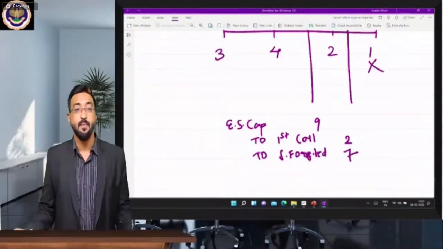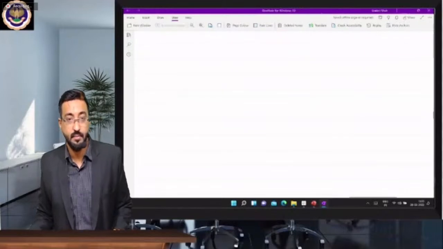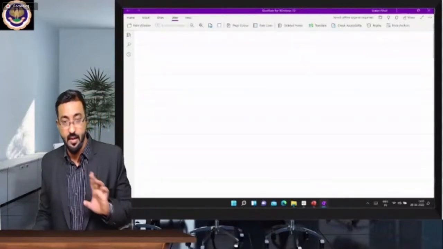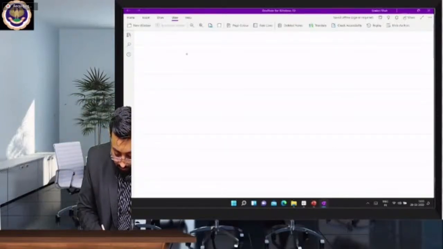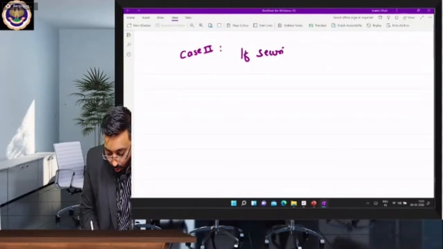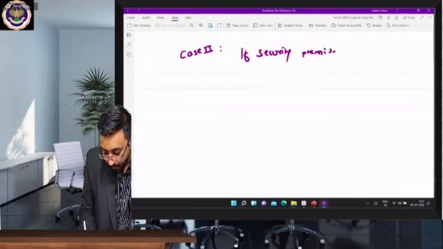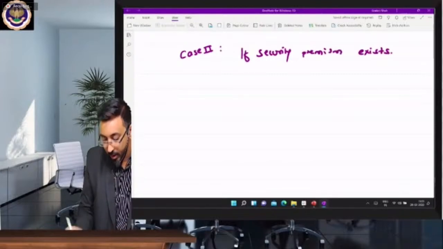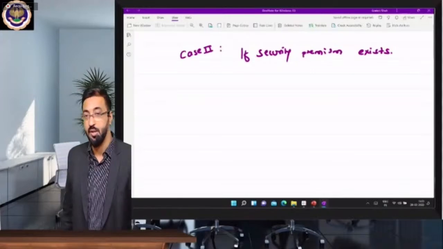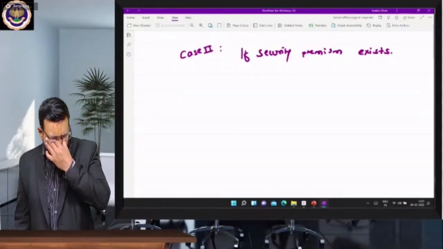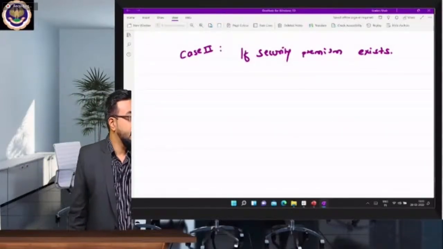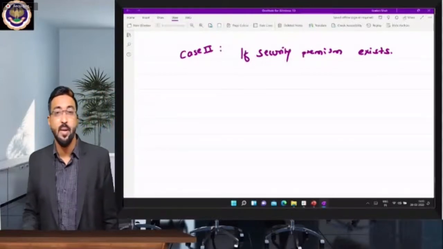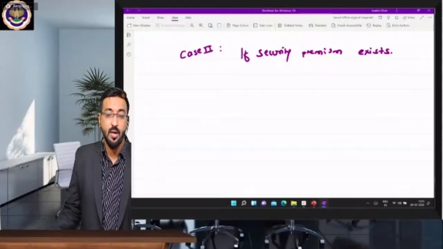Chalo, it's easy. Now let's move to the next concept. Now a very, very important concept, please understand. Now case 2: if security premium exists in the balance sheet. Please focus for 10 more minutes, the last 10-15 minutes. Very, very important point.